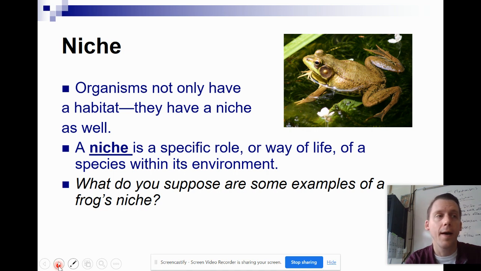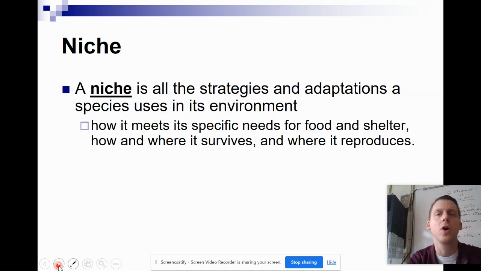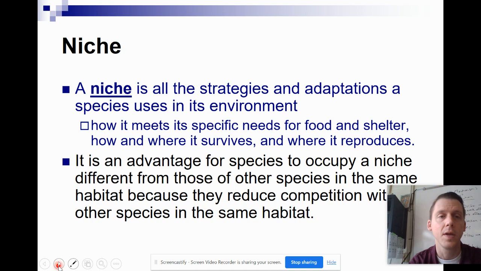Frogs may eat types of food that compete with another type of food, right? It may eat insects, and that competes with birds. So that's part of the frog's niche as well. It's everything that the frog does in its environment. So a niche is all the strategies and adaptations a species uses in its environment, how it meets its specific need for food, for shelter, and how and where it survives and where it reproduces. It is an advantage for species to occupy a niche different from those of other species in the same habitat, because then they won't compete as much. Competition is hard, so competing less is going to be helpful.